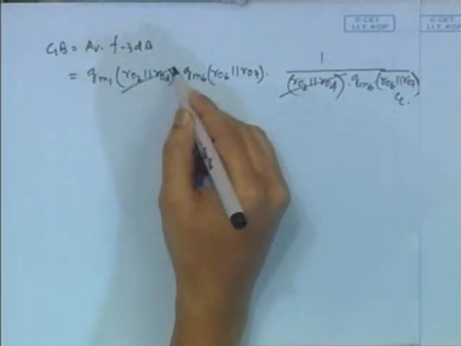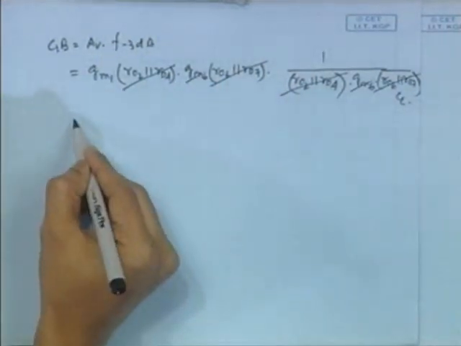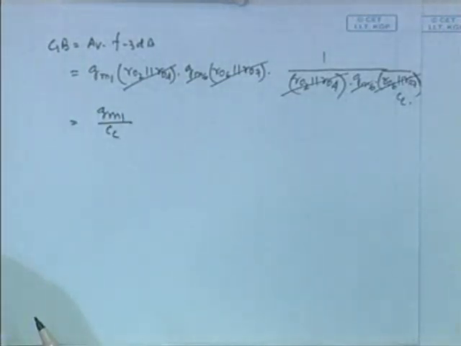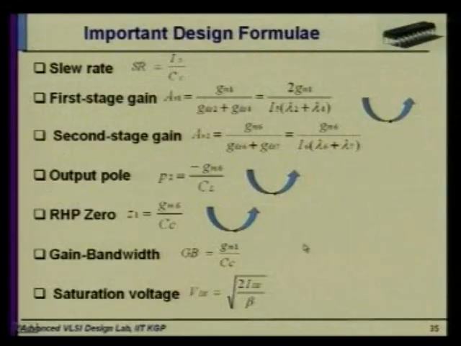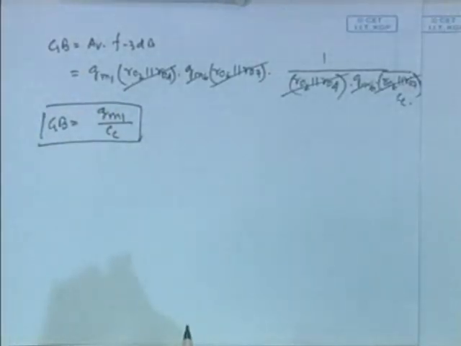So these cancel out, GM6 cancels out. So what we are left with? Simple GM1 divided by CC. Okay. So this is our GB. These three things we need to calculate everything during the design. These three things are very basic formula, that P2 is equal to minus GM6 by CL, Z1 equals to GM6 by CC, GB equals to GM1 by CC.